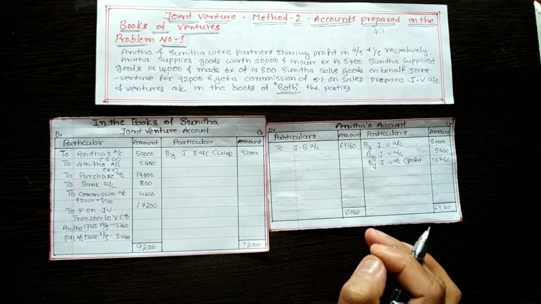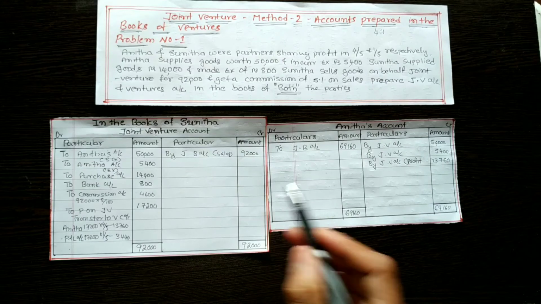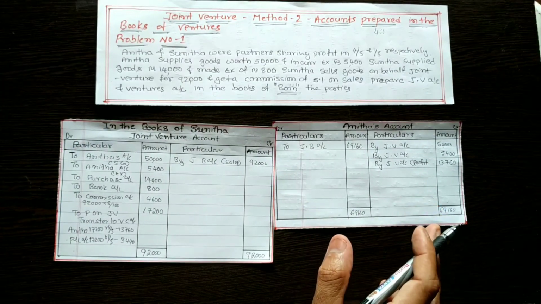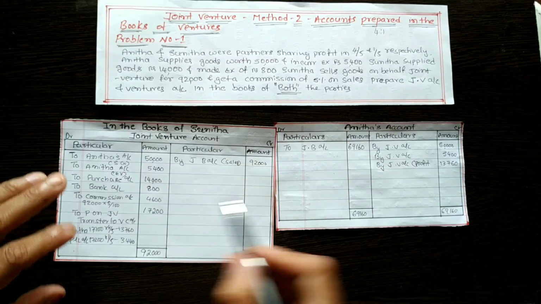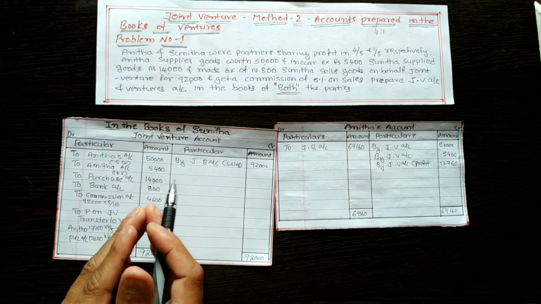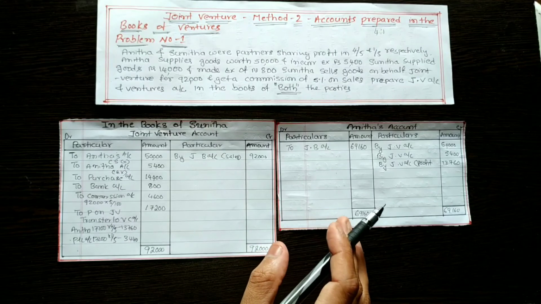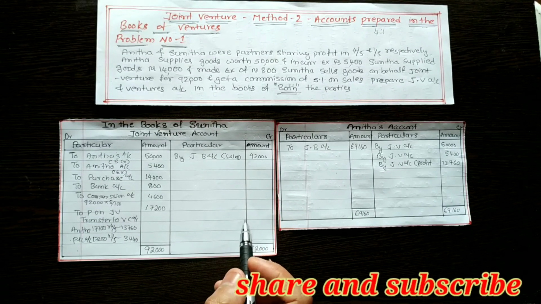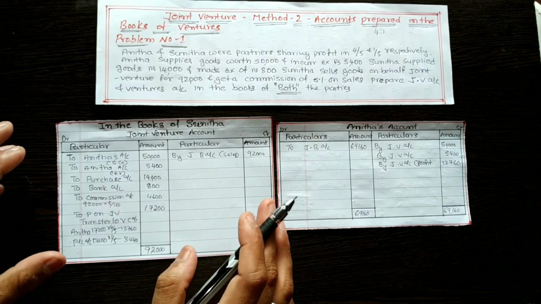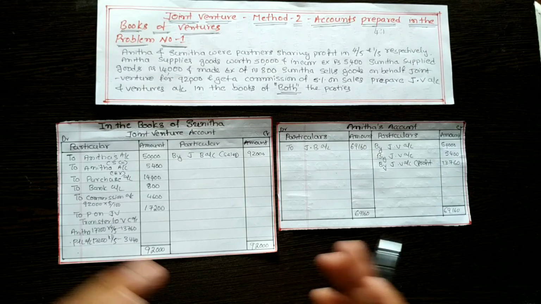In semester examination, if they ask you to prepare the accounts in the books of both the parties, you have to prepare four accounts. In the books of Anita, two accounts. In the books of Sunita, two accounts, that is joint venture account and Anita's account, joint venture account and Sunita's account. Here one thing you have to keep in mind: while preparing the accounts in the books of Sunita, you should not enter the name of Sunita. While preparing the accounts in the books of Anita, you should not enter the name of Anita.